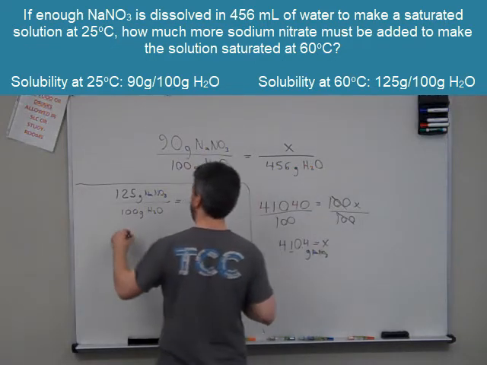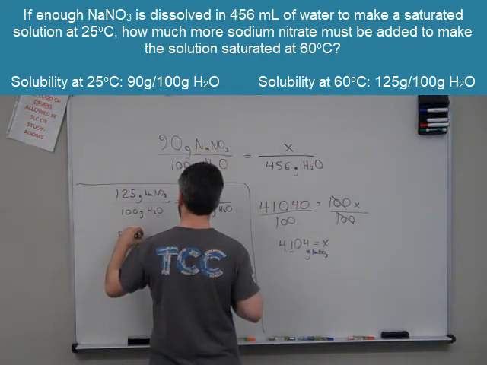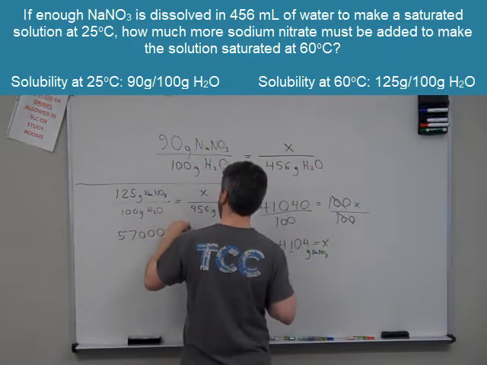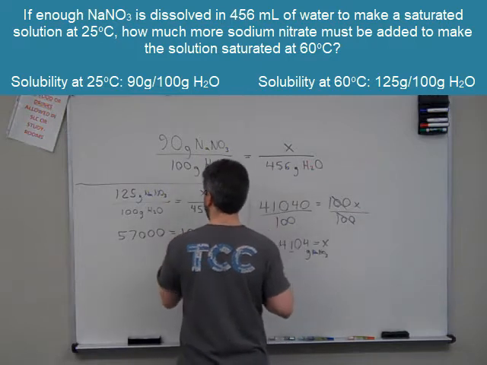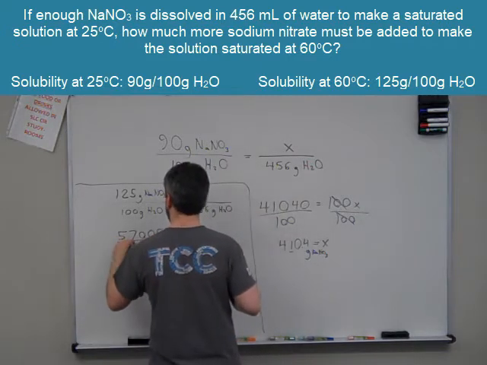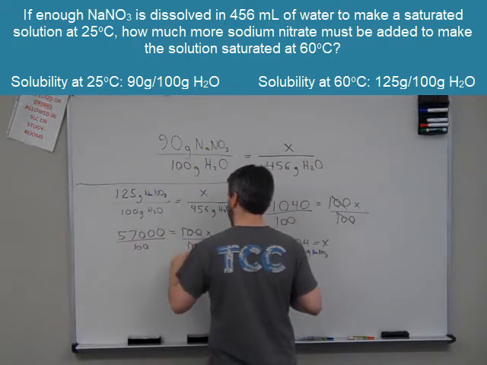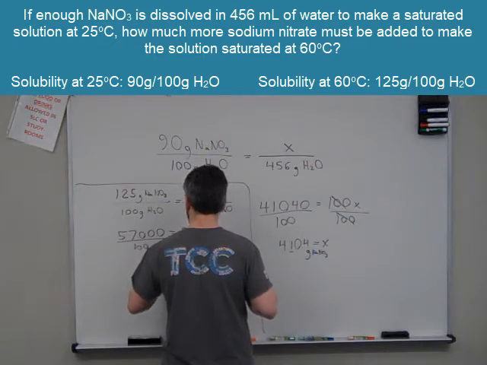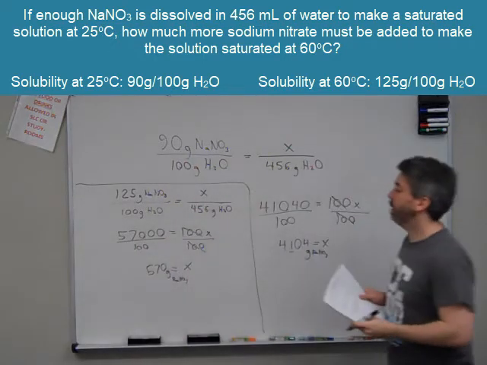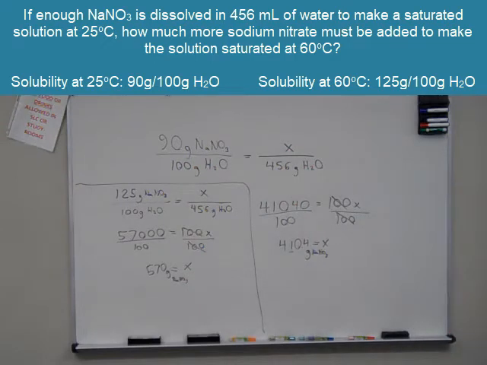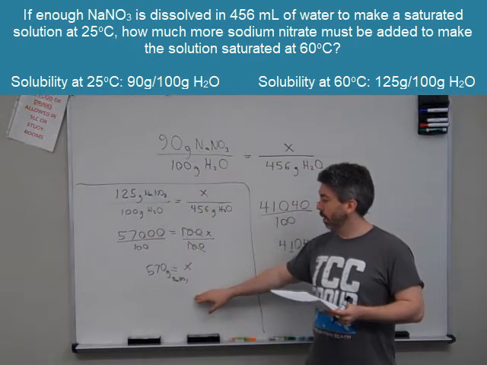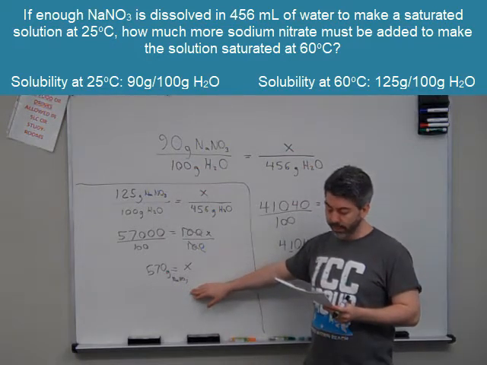57,000 is equal to 100x. Divided by 100, X equals 570 grams of NaNO3. So 570 is the amount that you would need to have a saturated solution at 60.